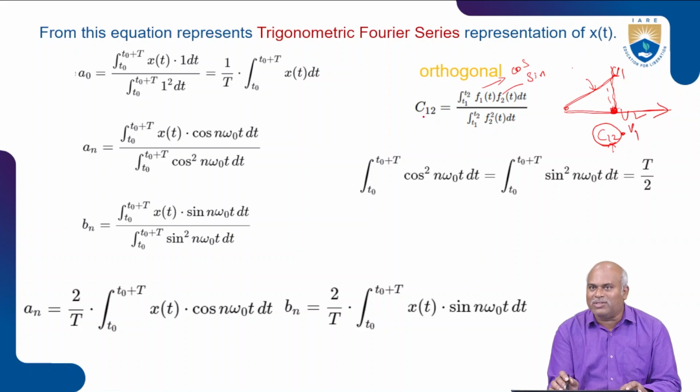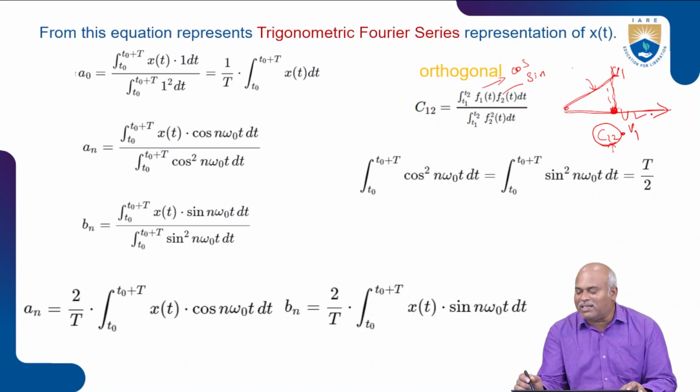The C12 is equal to the integration from T1 to T2 of F1 of t into F2 of t dt, divided by the integration from t1 to t2 of the square of f2 of t dt. This is the second signal, which we consider as V2. This is the condition we take.